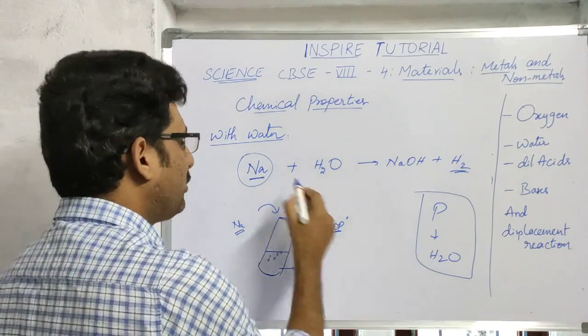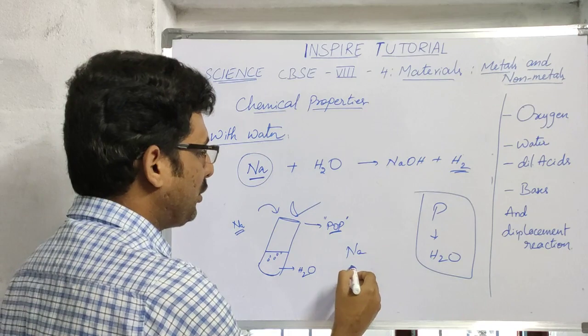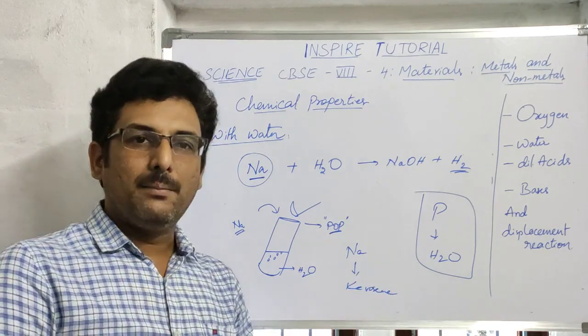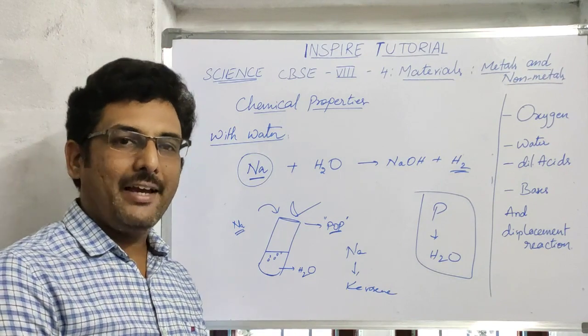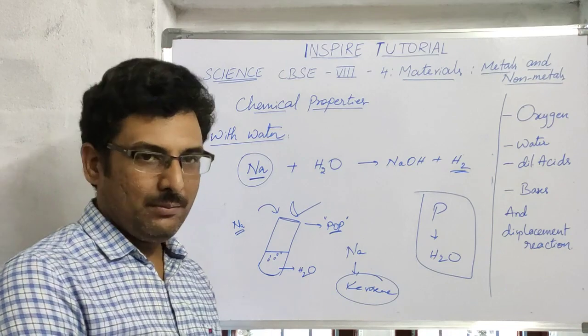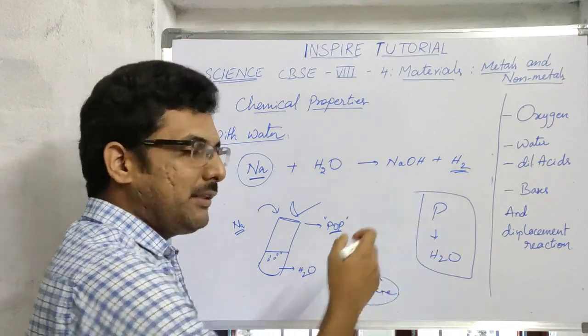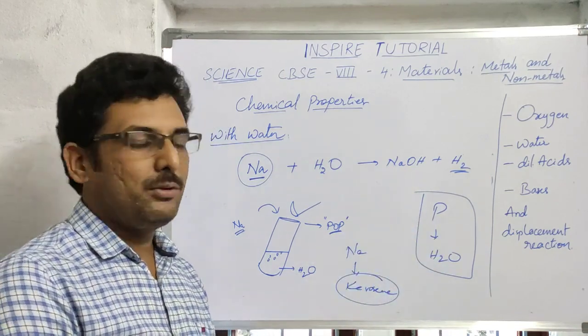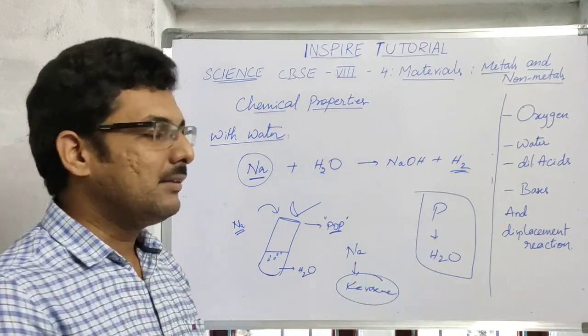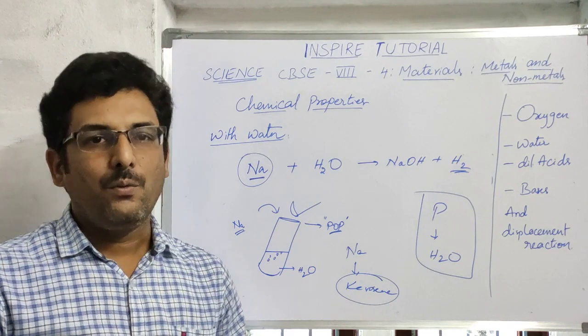So that's why sodium and potassium can be stored in kerosene, because the metals can react with both air and water, so they are stored in kerosene. Whereas non-metals can react with air but they do not react with water. Hence non-metals like phosphorus are stored in water.